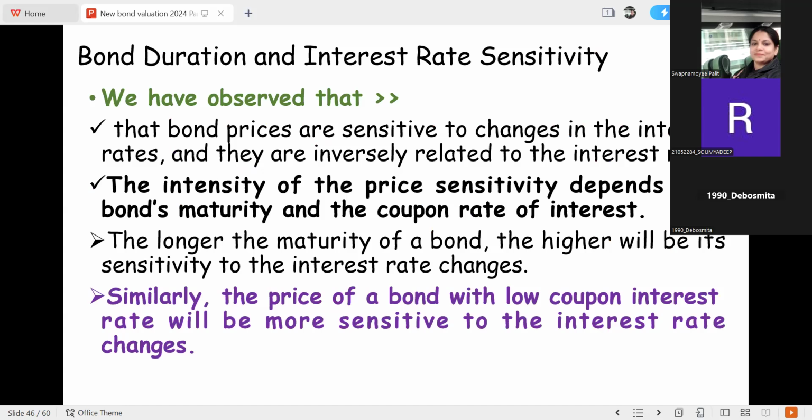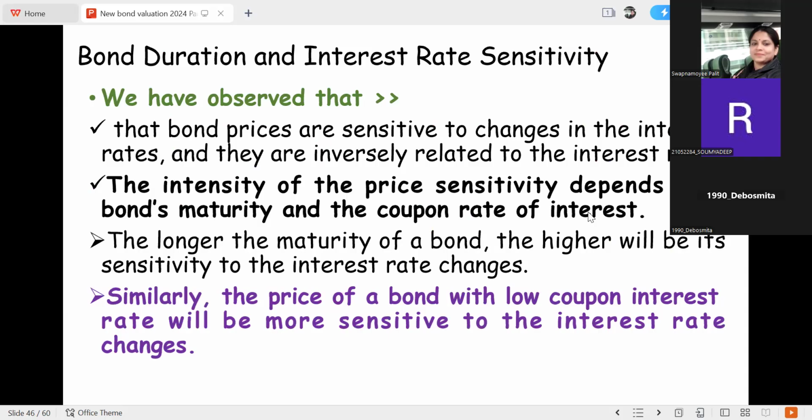Now, what is there? The concept of bond duration and interest rate sensitivity. What you observe is that bond prices are sensitive to the rate of interest. It is inversely changing with the rate of interest. How much it is sensitive to the rate of interest again depends upon the maturity period of that bond. The longer the maturity period, the more is the exposure to risk.